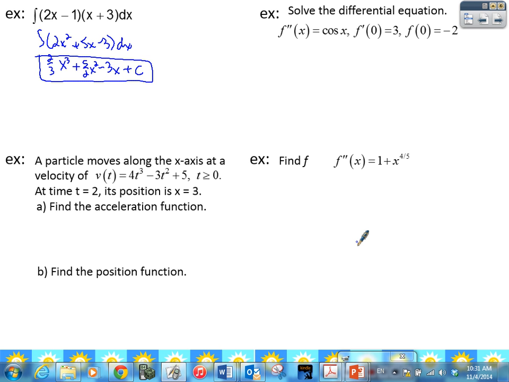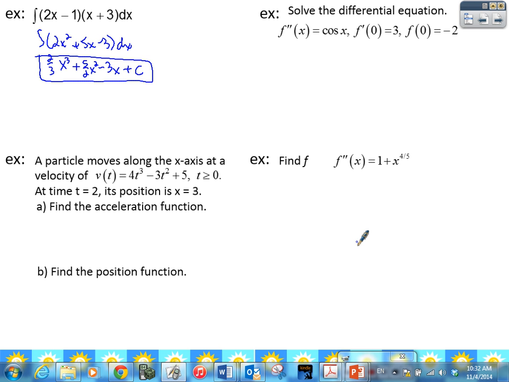We're going to have to go backwards twice, right? And so we're going to have to do an antiderivative to get us to the first derivative, and then another antiderivative to get us to the position. So we are having to do more than one. It would just be written something like this.